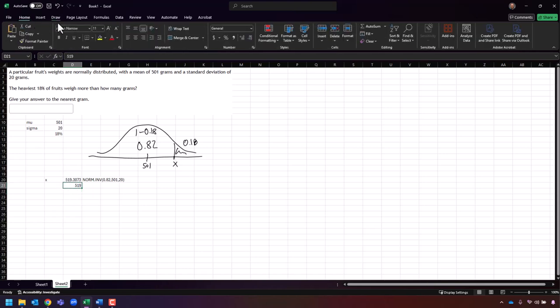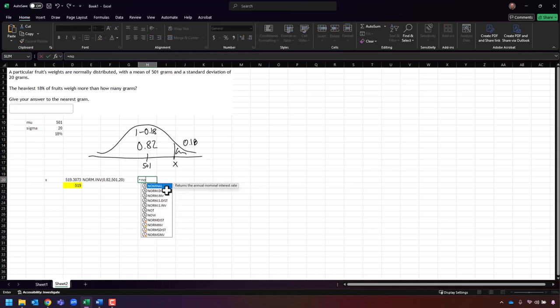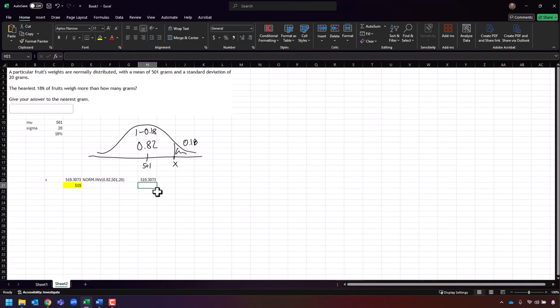Anyway, so I hope that makes sense. Sometimes people like to have the information from our question here. So sometimes you might see 1 minus 0.18 here, since that's the area to the left, and then 501, and then 20 there, and it will kind of kick out the same answer.